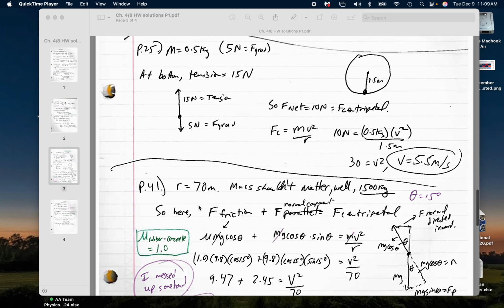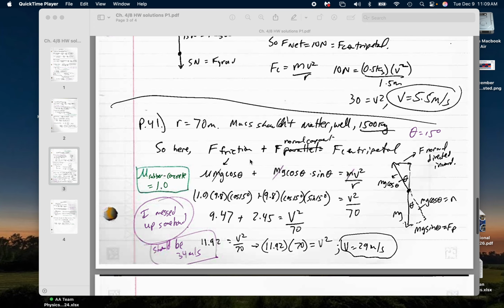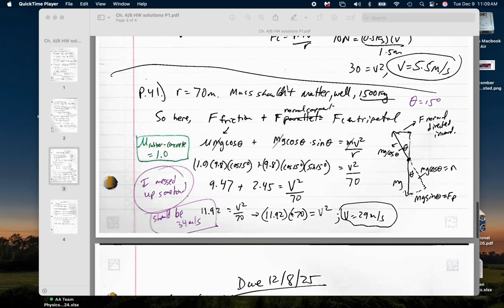Okay, so this free body diagram here is super helpful. This is the one I messed up, so I'm not going to go over it. But essentially it says a concrete highway curve, radius 70 meters, banked at a 15-degree angle. What's the maximum speed at which a rubber-tired car can curve? I got 29 meters per second. It should be 34. So I think I used cosine when I should have used tangent in a couple places.